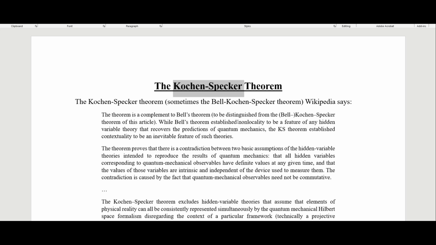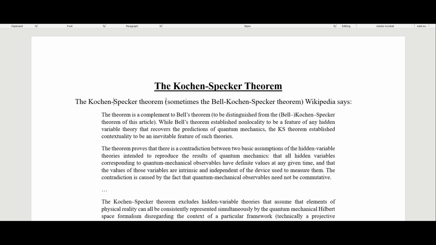And we'll see in the videos coming after this one, when I discuss the pilot wave theory of quantum mechanics, that the pilot wave theory contends that they do take contextuality into account, and so therefore it is a valid hidden variables theory. But let's get into what the Kochen-Specker theorem says.